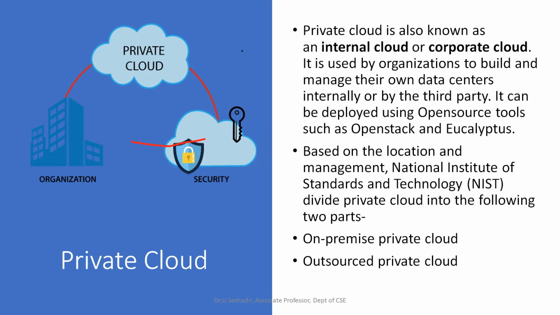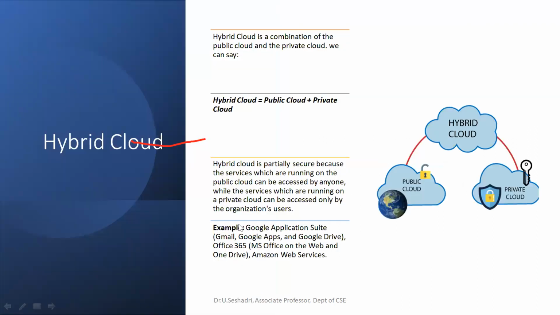So the examples for the private cloud are OpenStack and the Eucalyptus cloud. And then, the other type of the cloud deployment model is hybrid cloud. The name itself suggests it is the combination of public and private. That's why we call it hybrid cloud computing.